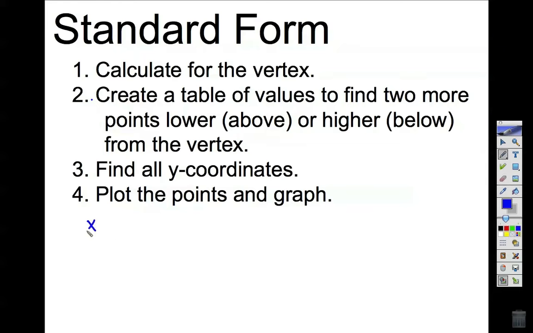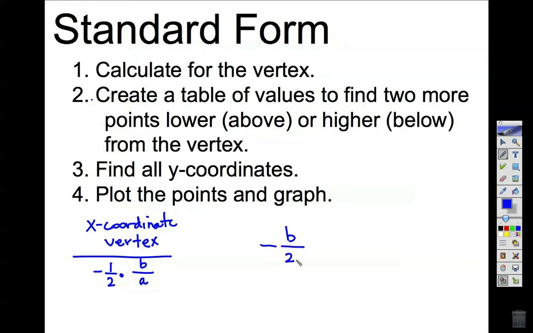In order to calculate for the vertex, you're calculating for the x coordinate of the vertex. You're going to use this formula: -1/2 times b over a. The most popular one that you're going to be told to use is -b over 2a. It's a modification of this formula. The reason I like using the formula on the left is because it is a little bit less confusing in terms of where the negative sign goes, as well as for students to not forget the sign for b and a.